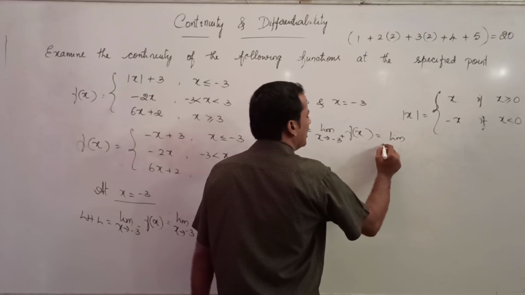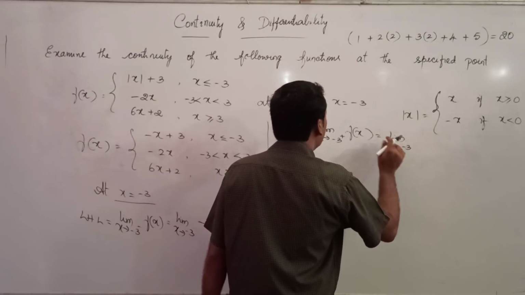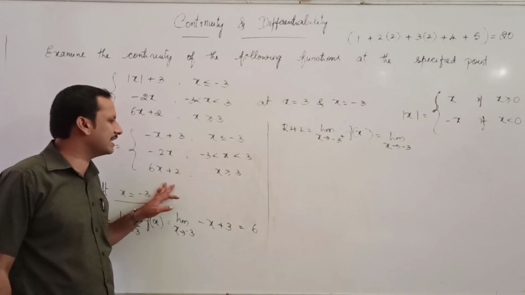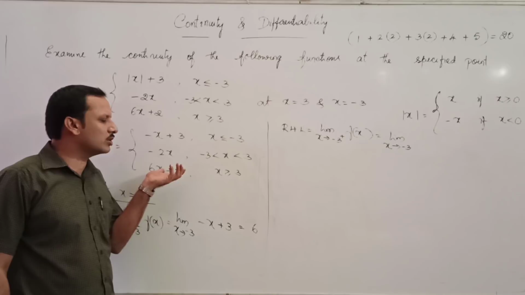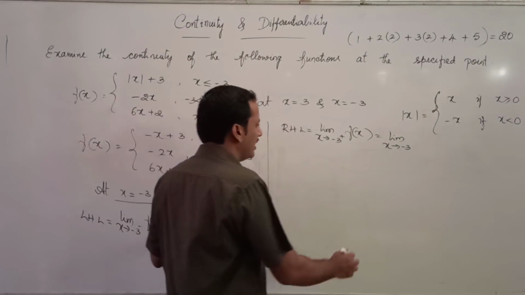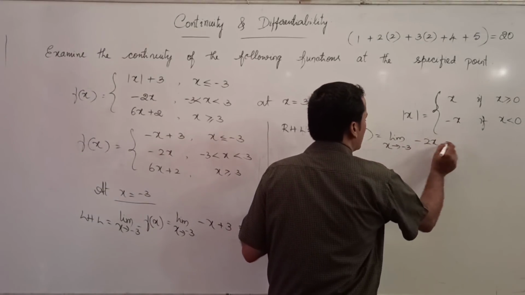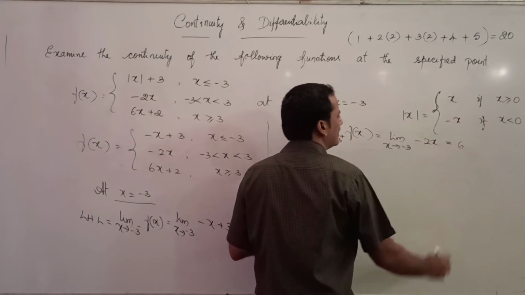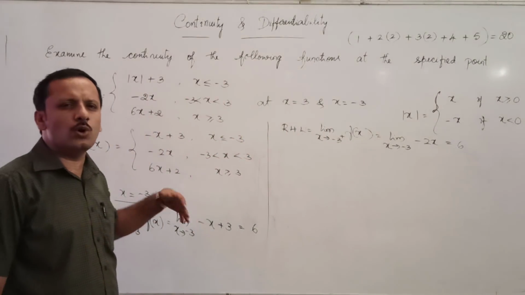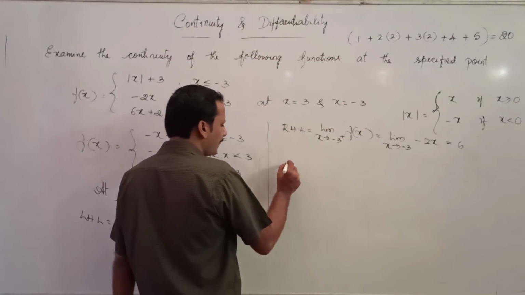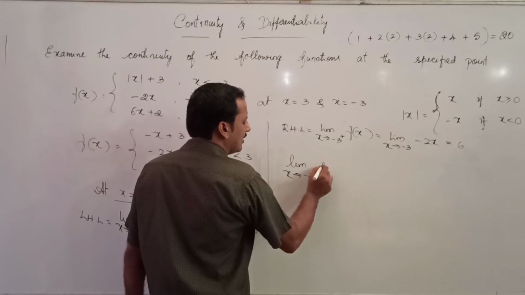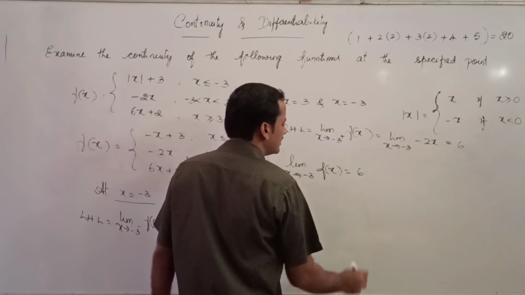That's equal to limit x extends to minus 3. X is approaching minus 3 from the right side means x is greater than minus 3. X is very close to minus 3 but greater than minus 3. So when x is greater than minus 3, it is defined as minus 2x. So apply the limit here, minus 2 into minus 3, that will give you 6. Left hand limit is 6, right hand limit is 6. So limit exists. I can write limit x extends to minus 3 f of x is equal to 6.